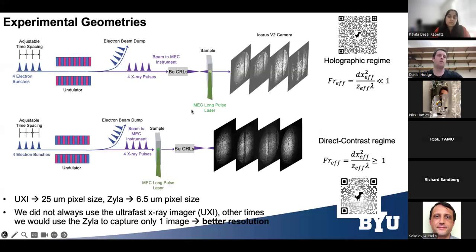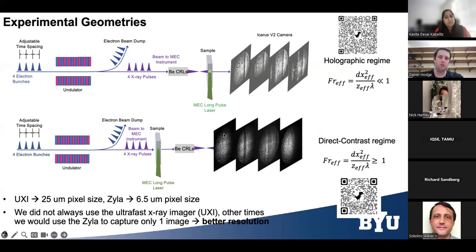Another experimental geometry, the only difference between here and here, is that the compound refractive lenses are now after the sample. So what this can be viewed as is a very expensive X-ray microscope, right? So there is a little bit of defocus. We're closer to the sample, so there are fewer fringes and not as far propagated. And we're in this regime based on this definition here.